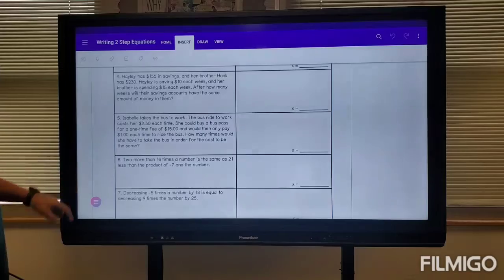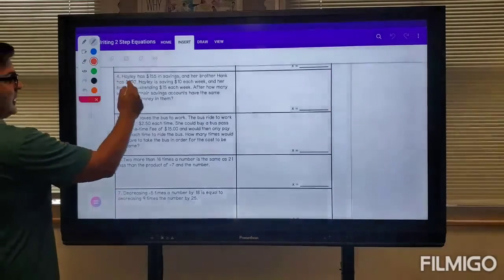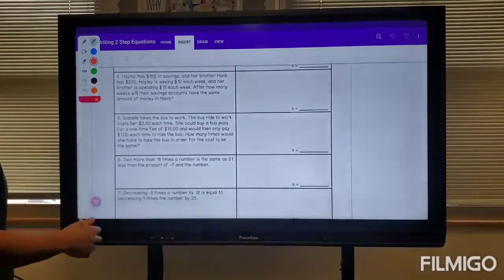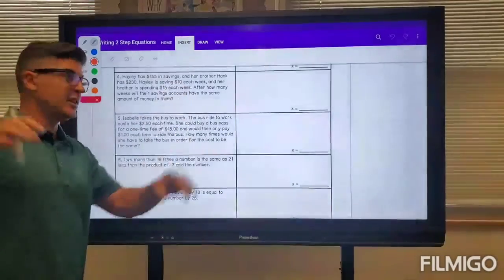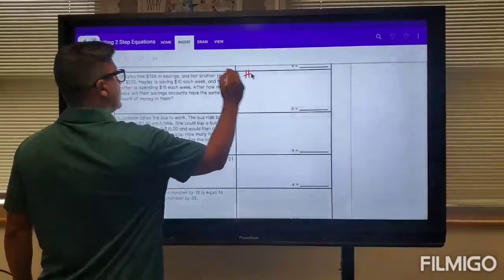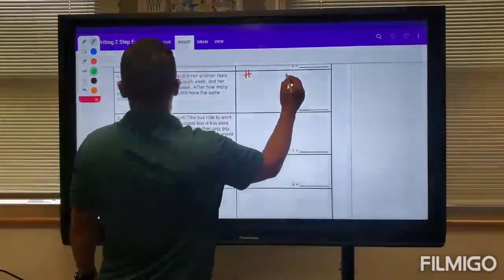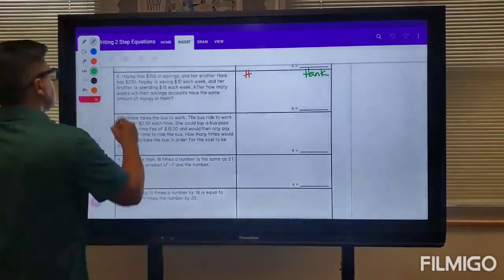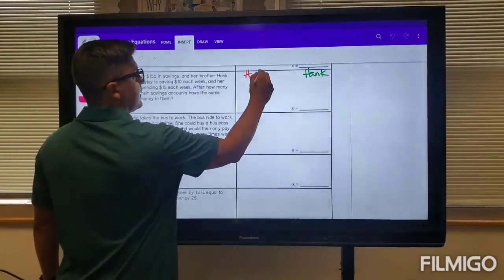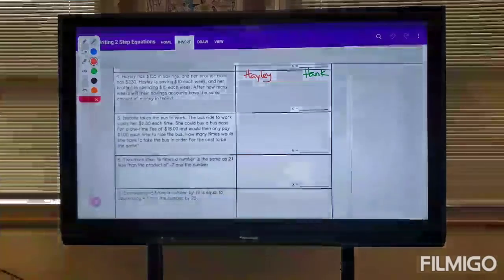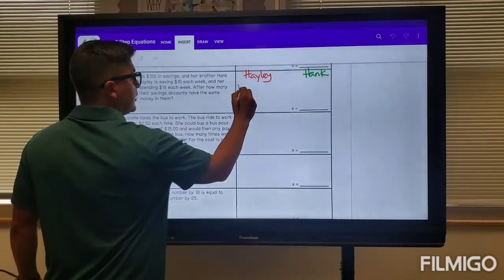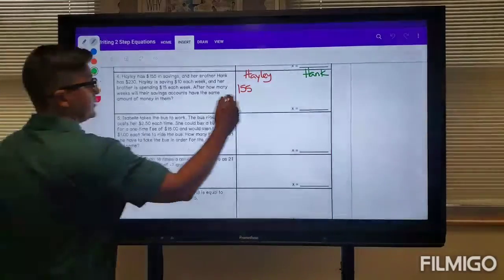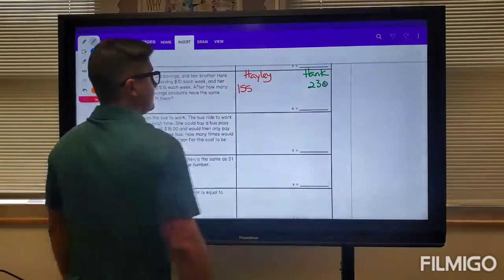Look at the last few here. So we have Haley has $155 in her savings account, and her brother has $230. So those are our 2 people, so 2 sides of the equation. So we have H for Haley, and then we have Hank. And I'll write this out because they have the same. So for Haley, she already has $155. Our brother Hank has more money, 230.